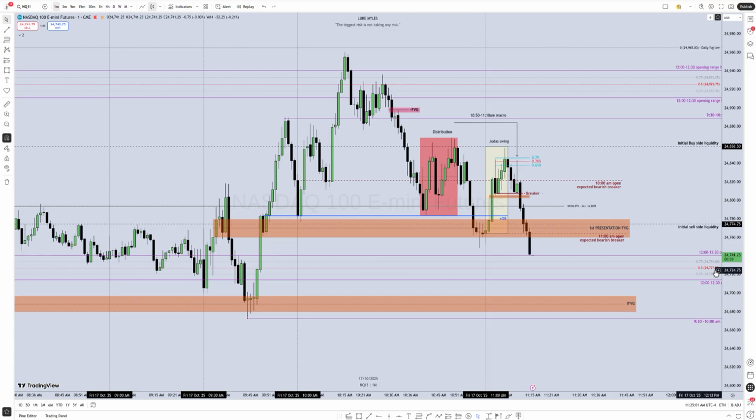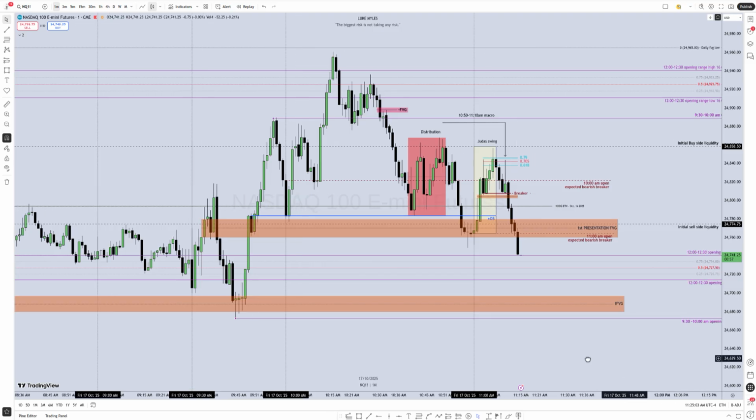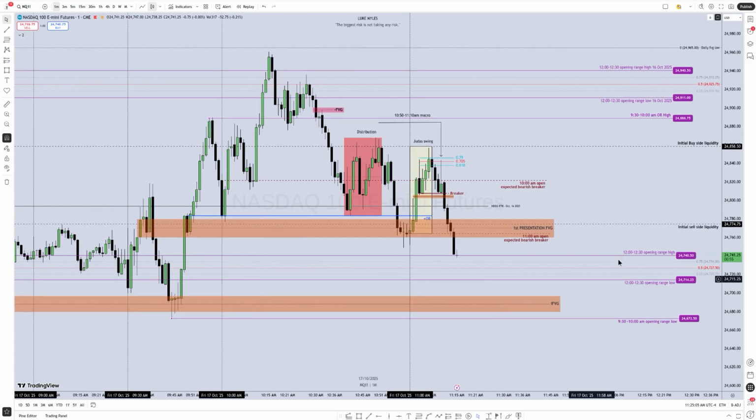Trading into the 12 AM to 12:30 opening range. At that. Have your 9:30 10 AM opening range. This is the 9:30 10 AM opening range low. We have traded into the 12 AM 12:30 opening range high and the low itself.